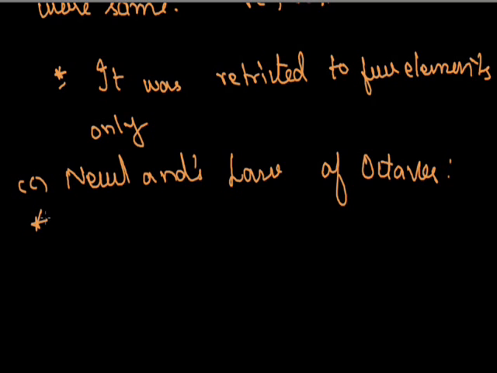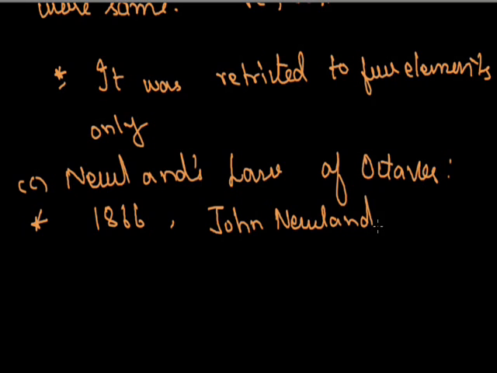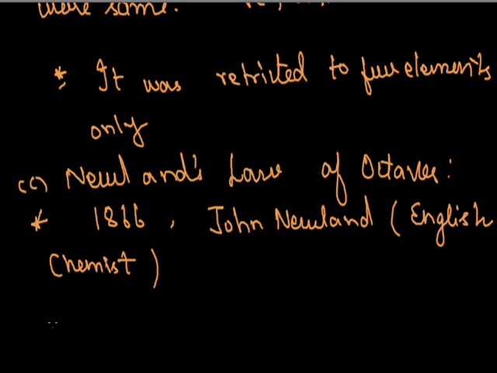He gave this in the year 1866. It was given by, as the name suggests, John Newland. He was an English chemist. He proposed a new system of grouping elements. He tried to correlate the properties of elements with the atomic masses.